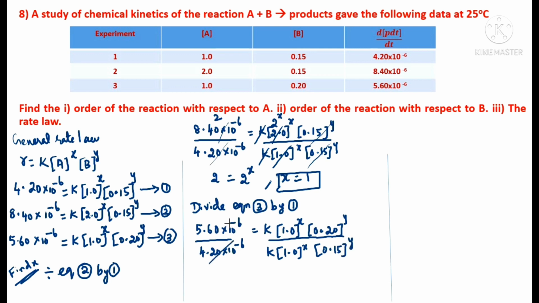Now when you are dividing this, you will be getting the value 1.333 is equal to, now this gets cancelled, this gets cancelled. When you are dividing this, you will be getting 1.333 to the power y. That means y is equal to 1. So when you are comparing these two values, you will be getting y. So x value is 1 and y value is also 1. Now obviously it is possible to write the rate law, using these two values.